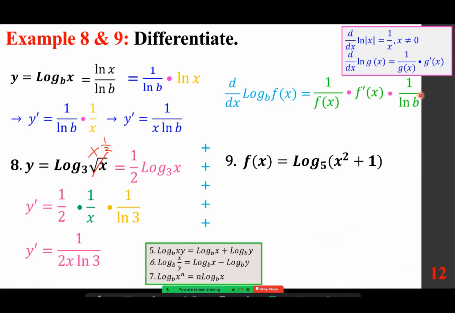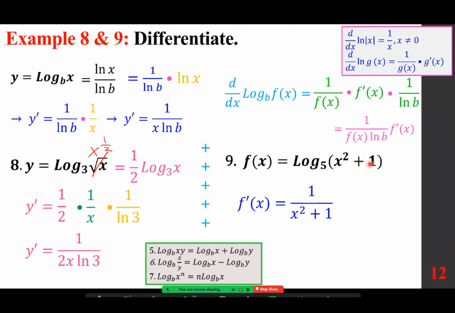And this is the one I'm going to use. Of course, if we put them together, we get 1 over f of x ln b times f prime of x, or put the f prime of x at top. It's the same thing. So this I want to decompose. There is nothing I can do. It is decomposed. It is as simple as it comes. So flip it over, 1 over x squared plus 1.